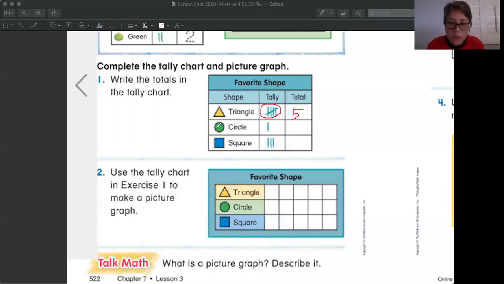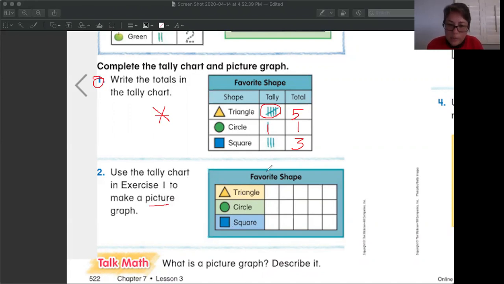All right, so circle. How many people like the circle? Just 1. And how many people like square? 1, 2, 3. 3 people liked square. All right, so that sounds good. Then it says, use the tally chart in exercise 1, right here, number 1, to make a picture graph. So remember, picture graph, so we can follow the same pictures that we have here.